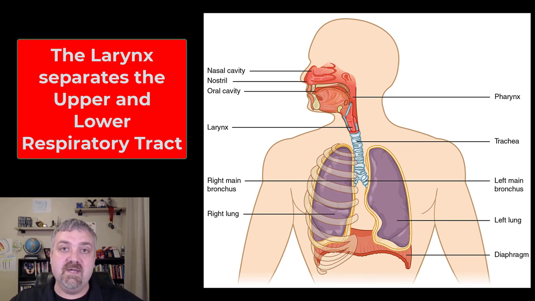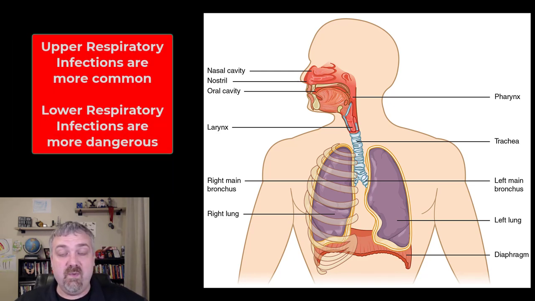So you probably heard of upper respiratory infections and lower respiratory infections. Well, the dividing line is going to be the larynx. So some would say the entire larynx is the beginning of the lower respiratory system. Others would say that the top half of the larynx, before you get to the glottis, the opening to the trachea, is still part of the upper respiratory system. But just remember that the larynx is where you see this transition from upper to lower respiratory system.